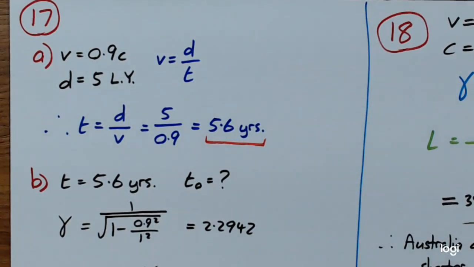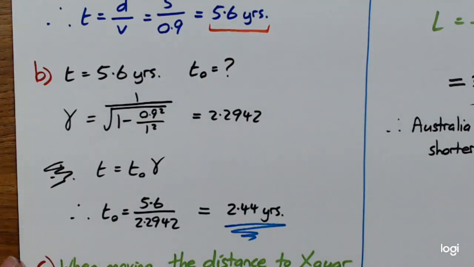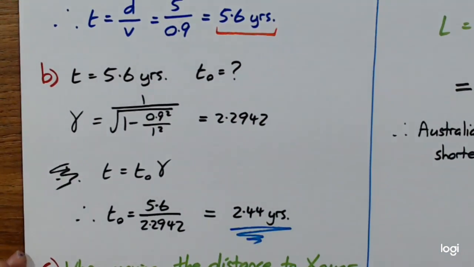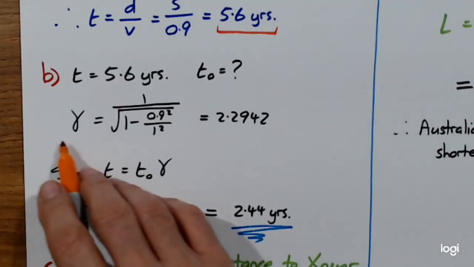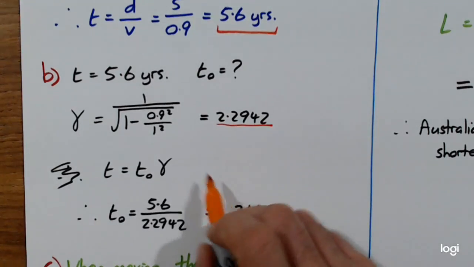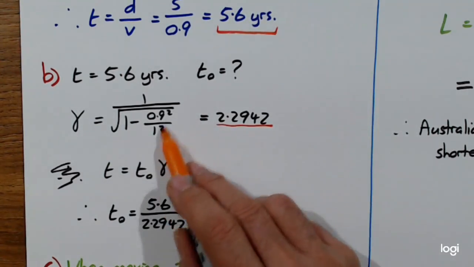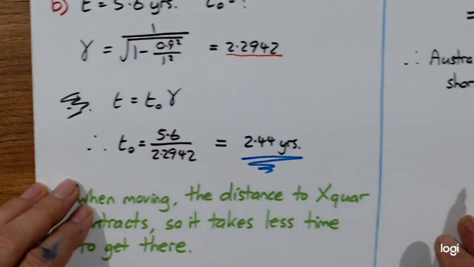Now, part B is from the pilot's point of view, from the person in the spacecraft's point of view. How long will it take to reach it? So you're trying to find the proper time here. The proper time is the time that's on board something that's moving. Again, first things first, find the Lorentz factor. It's 2.2942, from 0.9c and 1c. That's where I got those two figures from. Throw it into the formula.